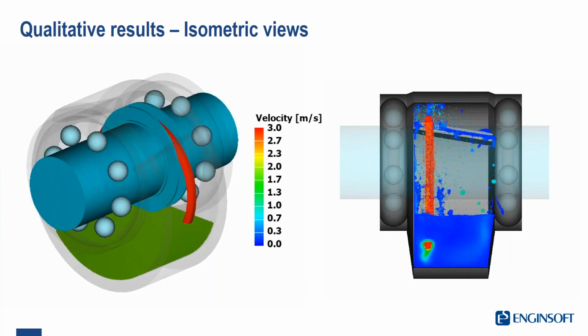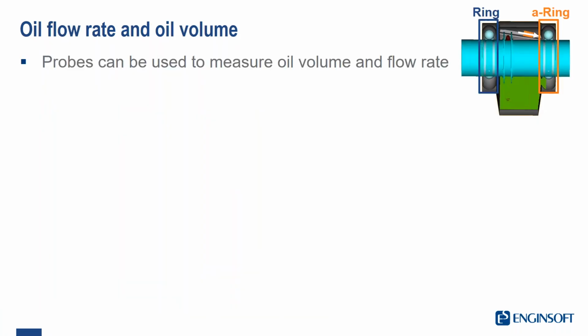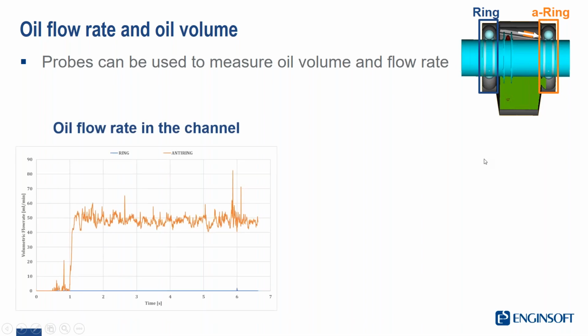Okay. We also wanted to monitor in a quantitative way the flow rate going through the channel, but also the oil amount that was collected in the bearing area. As you can see here, we have two bearings. One was named ring, in proximity of the ring, and one in the anti-ring configuration. From literature, we knew that due to the asymmetry in the rotation, actually only one of these channels would have been populated. And that's exactly what we saw.